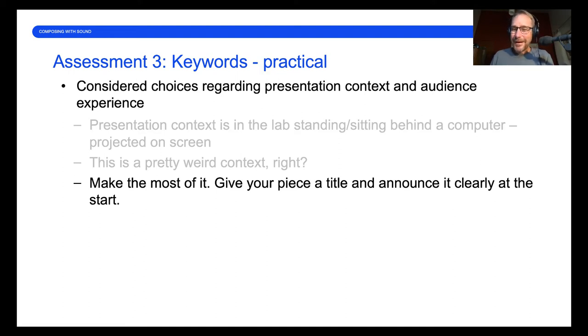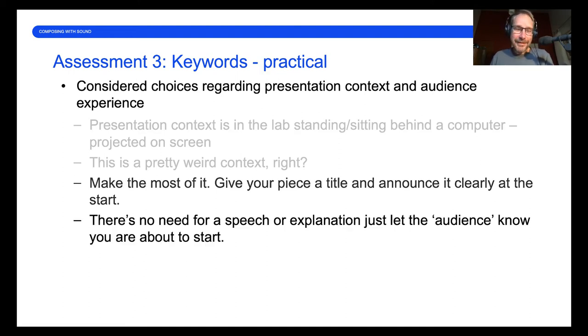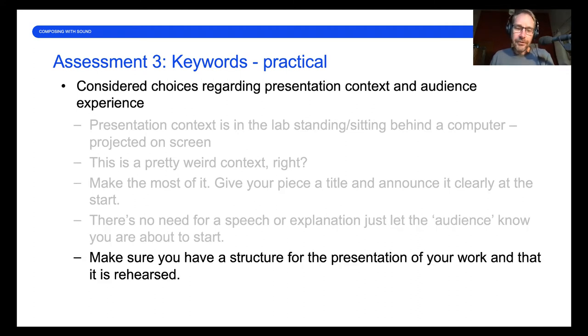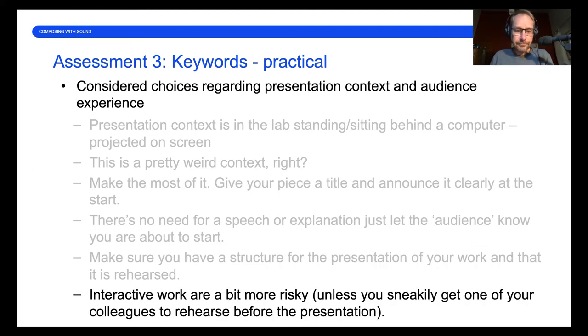Give your piece a title and announce it clearly at the start. There's no need for a speech or explanation. Just let the audience know you're about to start. And make sure you've rehearsed in the space and that you have a structure or a score for the presentation. Interactive works are a bit more risky unless you sneakily get one of your colleagues to rehearse before the presentation, so that might be worth thinking about.